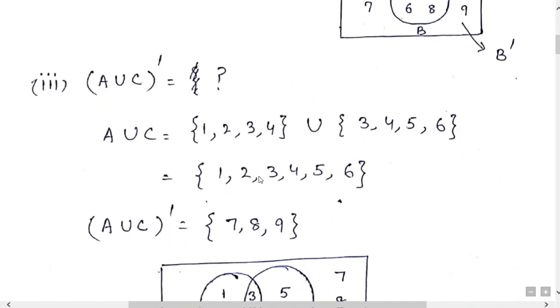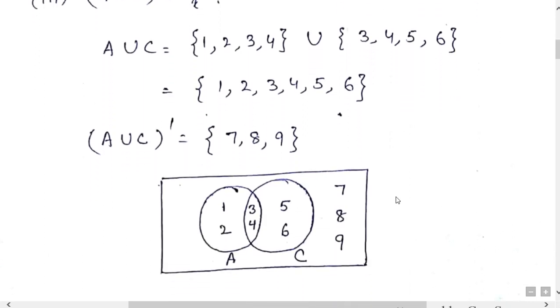In the third part we have to calculate (A union C) complement. Before the calculation of (A union C) complement, let us calculate A union C first. First set is A, second is C: 1, 2, 3, 4 union 3, 4, 5, 6, and the combined elements are 1, 2, 3, 4, 5, 6. 3, 4 is repetitive.